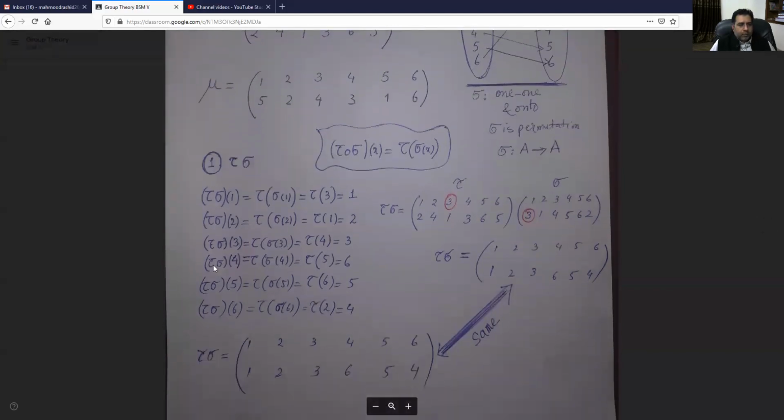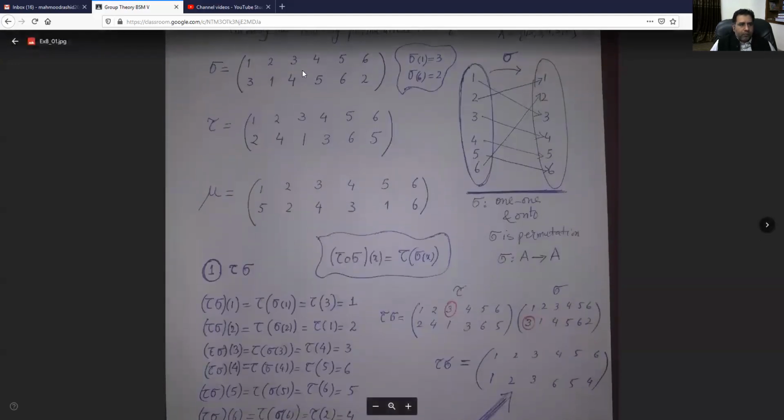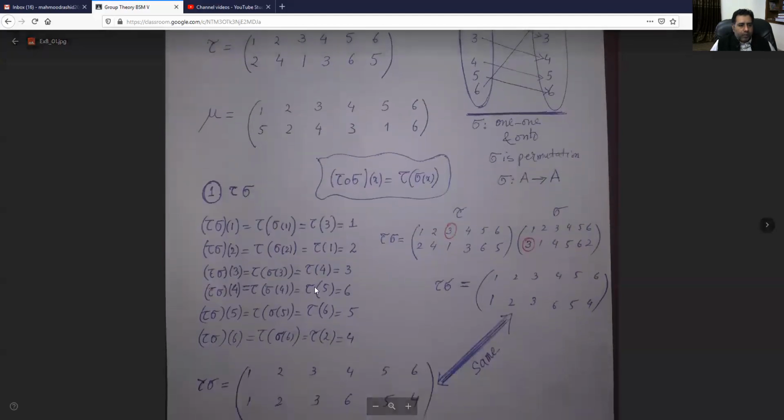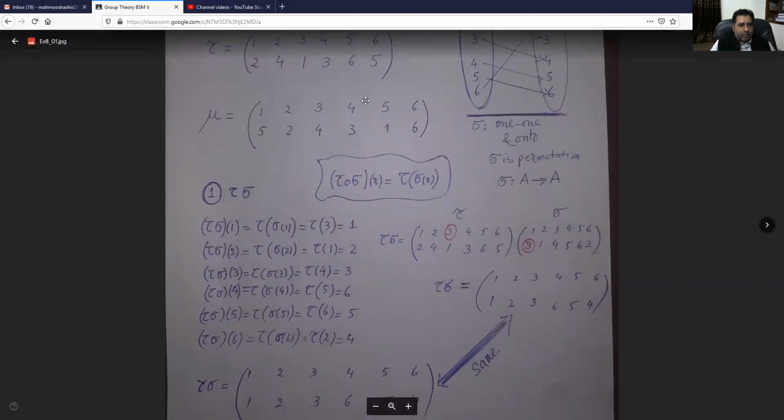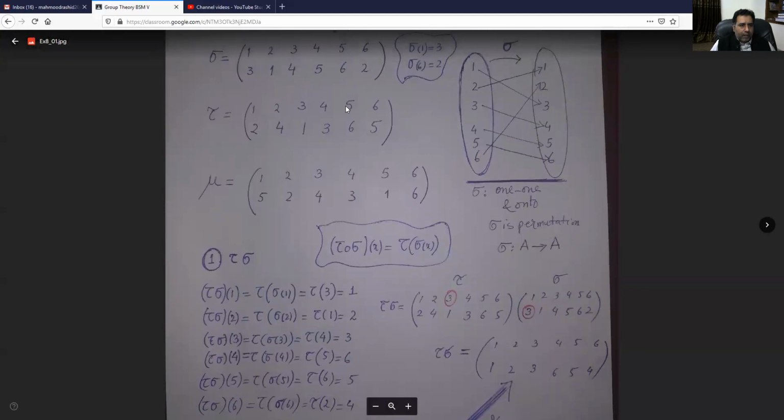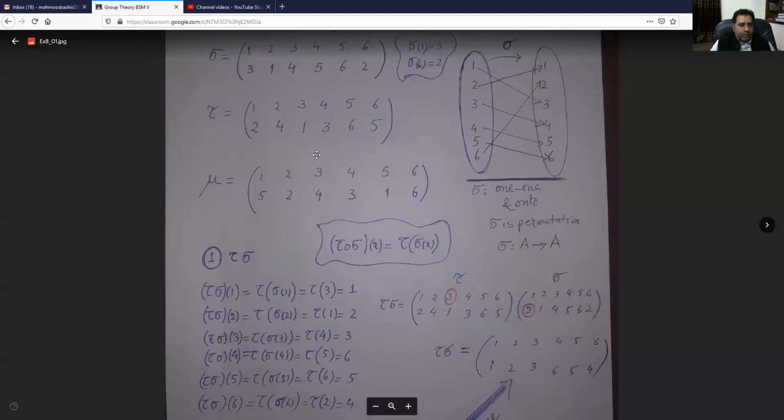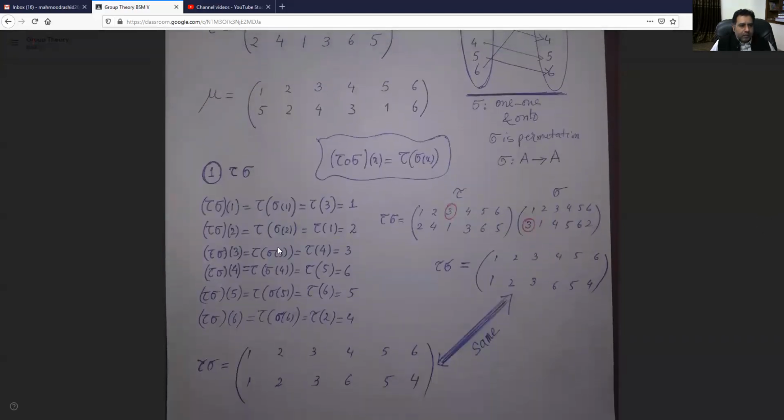Let me show you this case. Tau sigma applied on 4. First sigma will be applied on 4. You will get 5. It's the turn of tau to be applied on 5. Tau applied on 5 gives you 6. So the final result is 6. So when you apply this composition mapping tau sigma on the input 4, you get output as 6.